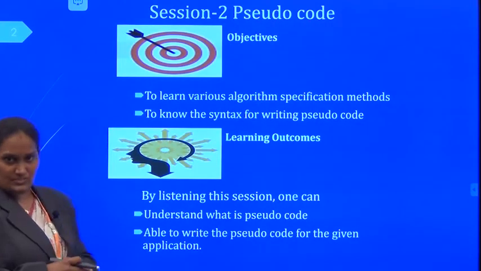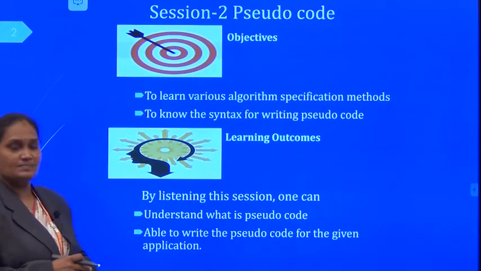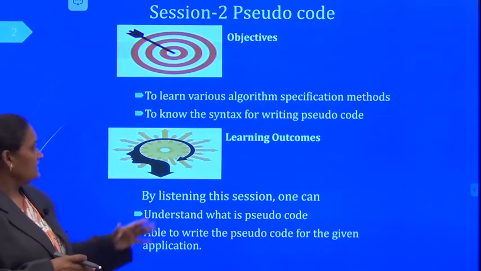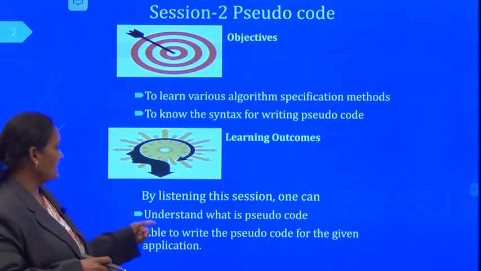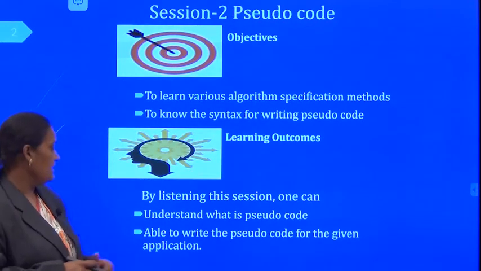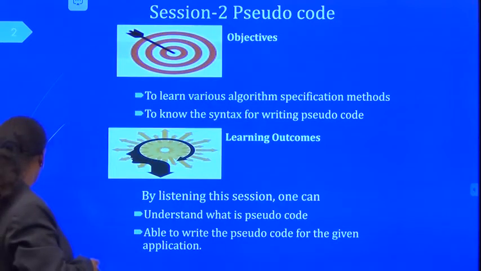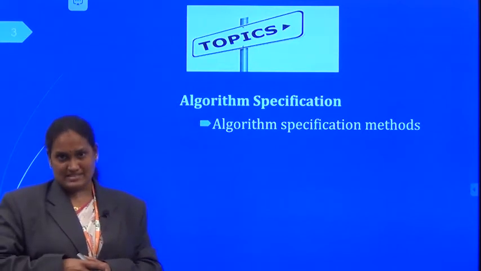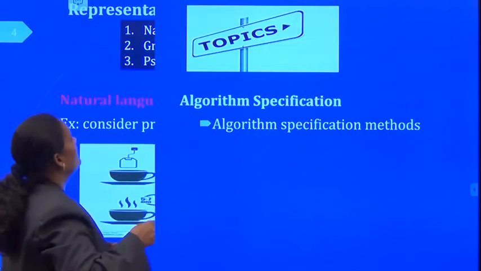The main objectives of this session are to learn various algorithm specification methods and to know the syntax for writing pseudocode. The learning outcomes of this session are, by listening to this session, one can understand what pseudocode is and one will be able to write the pseudocode for the given application. The topic that we are going to discuss in this session is algorithm specification methods.